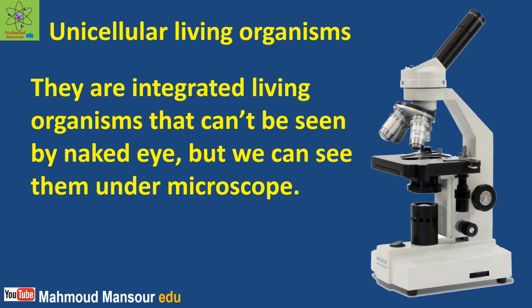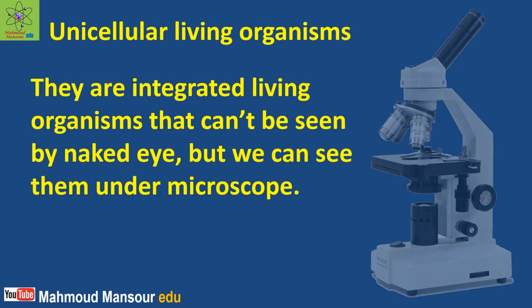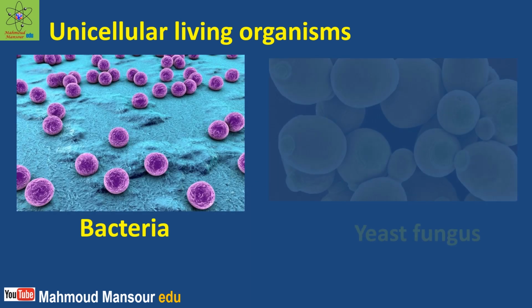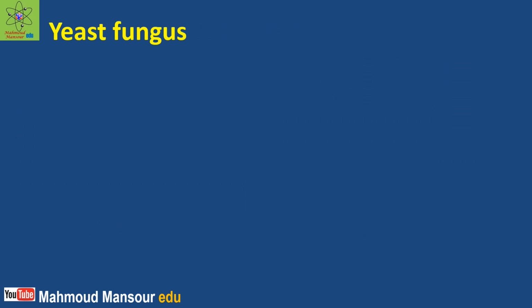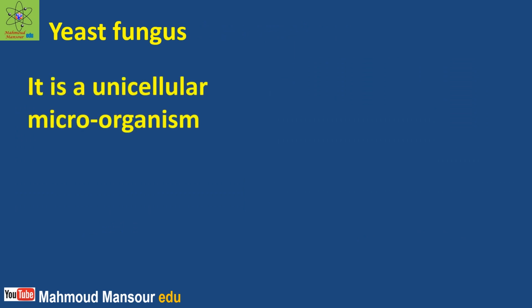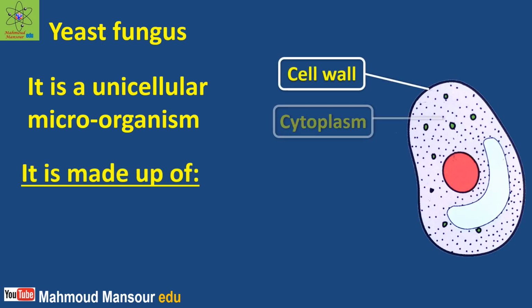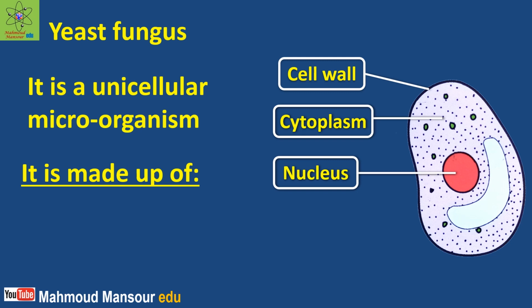The microscope is a device used to magnify things hundreds of times their original size. Examples of unicellular living organisms are bacteria and yeast fungus. The yeast fungus is a unicellular microorganism. It is built up of a cell wall, cytoplasm, nucleus, and vacuole.